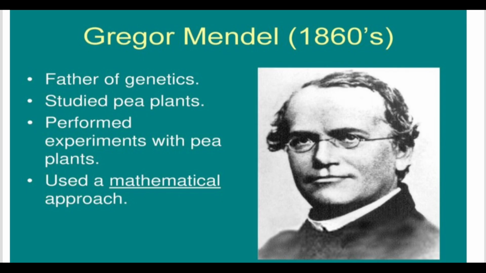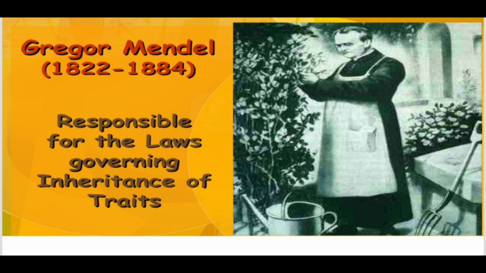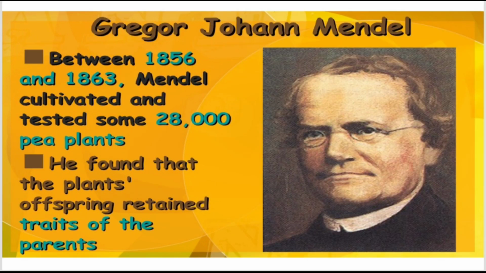Gregor John Mendel is the father of genetics. He studied pea plants and performed experiments with them, using a mathematical approach to explain his results. Mendel is responsible for the governing laws of inheritance of traits. Between 1856 and 1863, Mendel cultivated and tested some 28,000 pea plants.